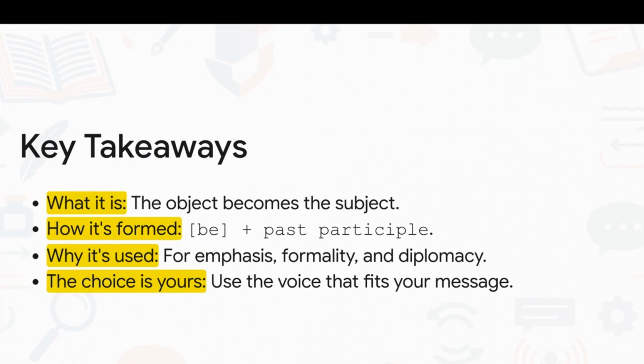So let's do a super quick recap. What is it? It's when the object becomes the subject. How do you form it? With be plus the past participle. And why do we use it? For emphasis, to sound formal, and to be diplomatic. The choice and the power is all yours.